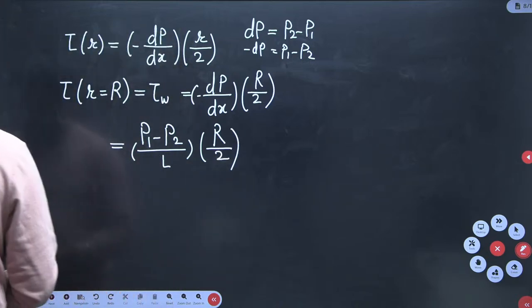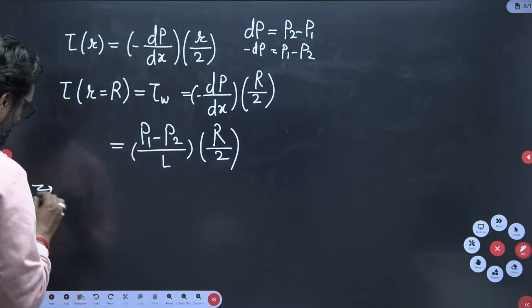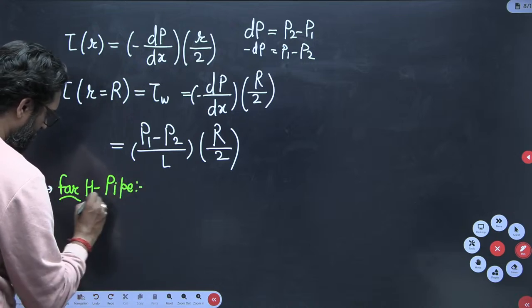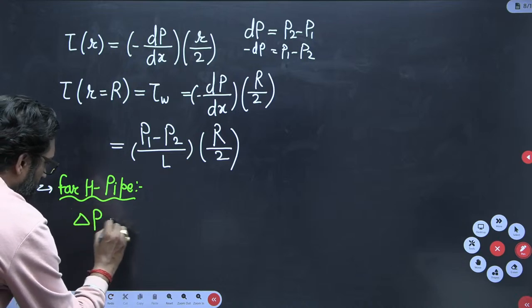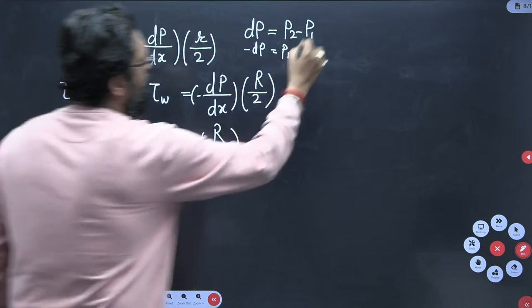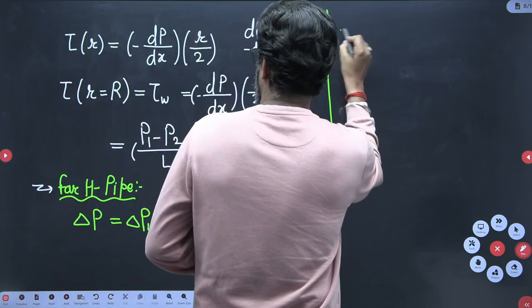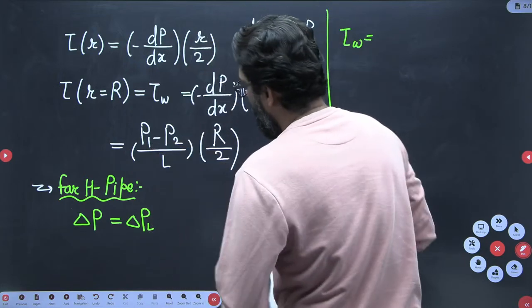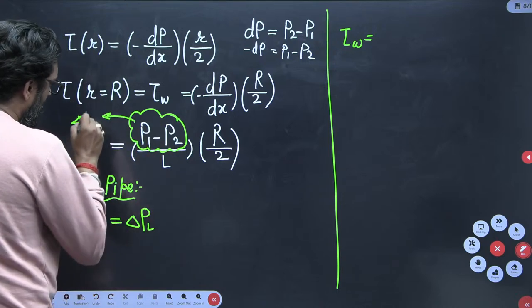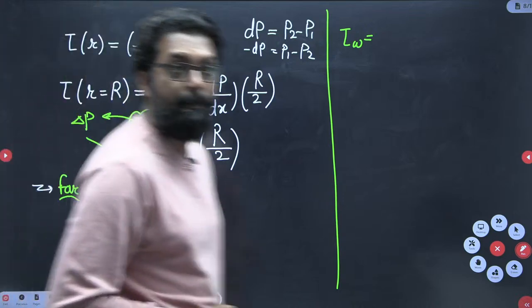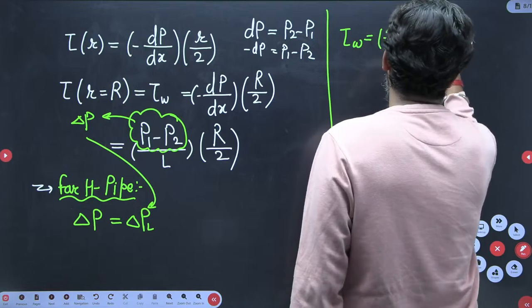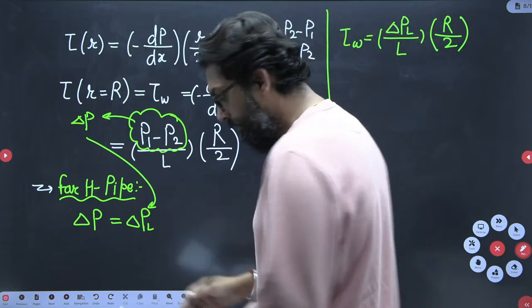Now, for the horizontal pipe, pressure drop is equal to pressure loss. So what is the wall shear stress? Tau wall is what, beta? This is pressure drop, delta P. And this delta P is equal to delta L for horizontal pipe. So this is your delta P divided by L into R by 2.